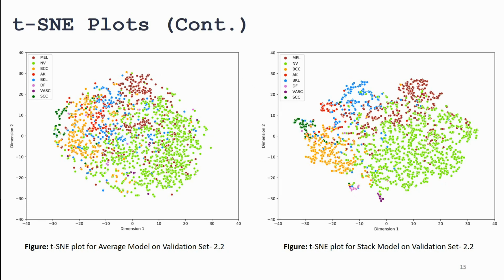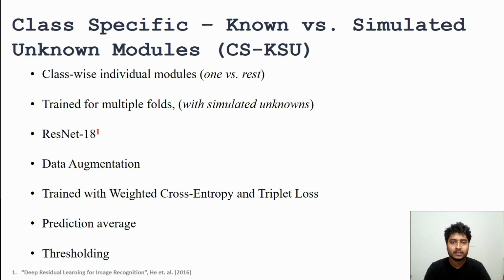For another validation set, the separability learned by the stacking module is still better than the simple averaging. The second level of our hierarchical model is a collection of one versus rest classifiers, which we call the CSKSU module collection. Each classifier of this collection treats one of the 8 classes as known and the rest as unknown.